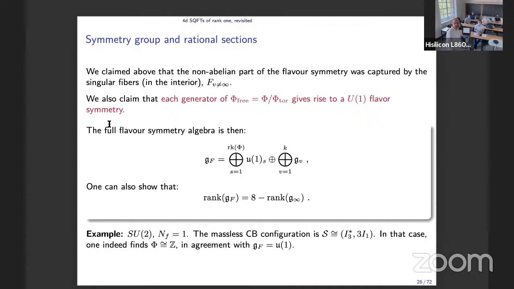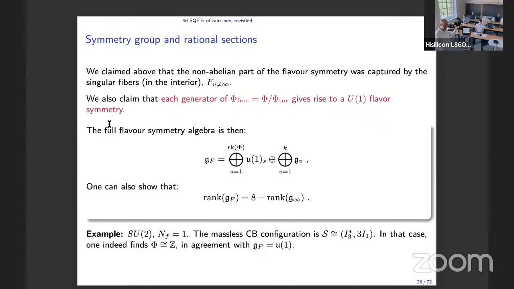So we claimed above that the non-abelian part of the flavor symmetry was captured by the singular fibers. One of the reasons I introduced the modular group earlier, the group of sections, is that it's also one way to see the full flavor group, even already at the level of the algebra. The point is that while the Kodaira fiber gives the non-abelian part of the flavor symmetry, the abelian part is given by sections. So for each generator of the free part of the modular group, there is a U(1) symmetry at low energy for this particular Coulomb configuration. An example would be SU(2) with N_F equal 1, massless or massive.